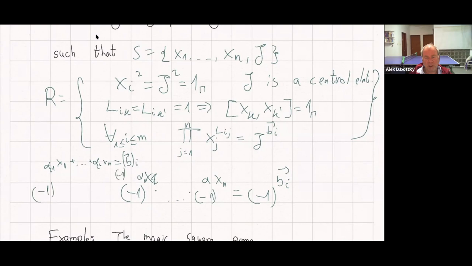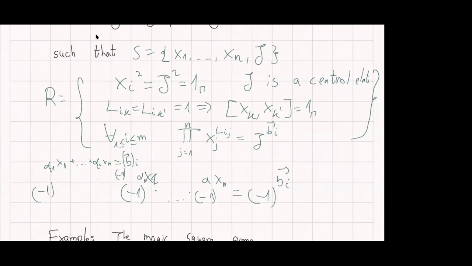Product j goes from one up to n, xj to the l_ij. l_ij is a matrix. It has zeros and ones in it. So you just write down, this is a relation. So x1 to the power of what appears in the matrix, so it's either a zero or a one. What does this have to do with minus one to the... Alex, xj of the relations is minus one to the xj of the equation. So the notation is confusing. Maybe the notation is confusing.